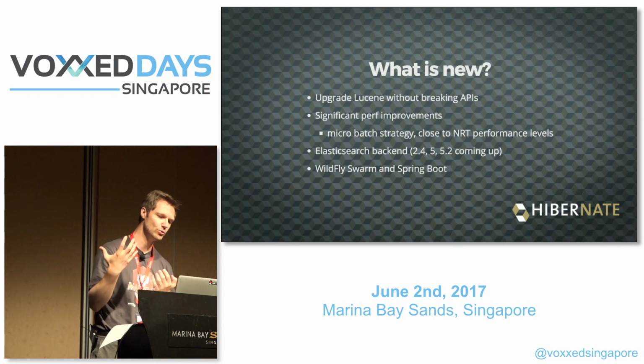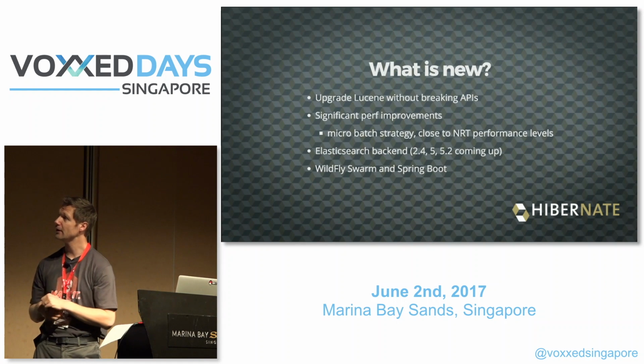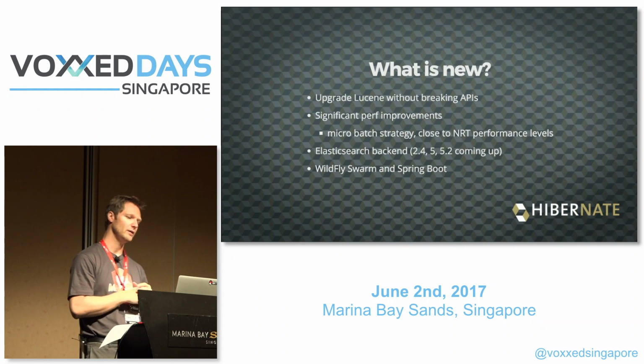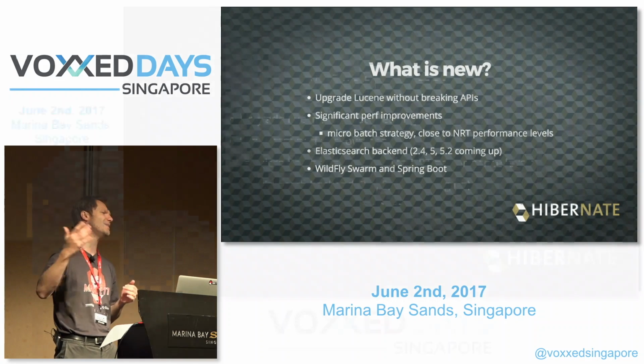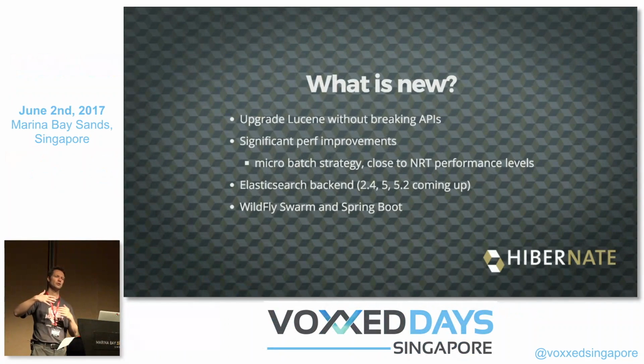So what did we do new about this library recently? Well, we always upgrade to the latest version of Lucene. Lucene tends to break APIs quite often, so when you use Hibernate Search, you're pretty much isolated from this API breakage. That's another small benefit. The good thing about Lucene is every time they upgrade, it's faster. So you get the benefit when we upgrade.